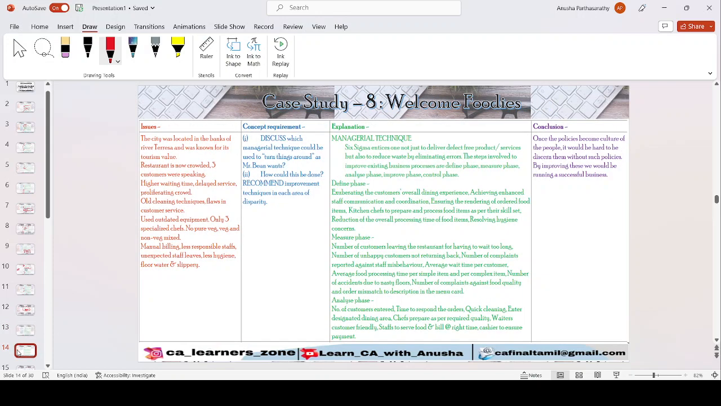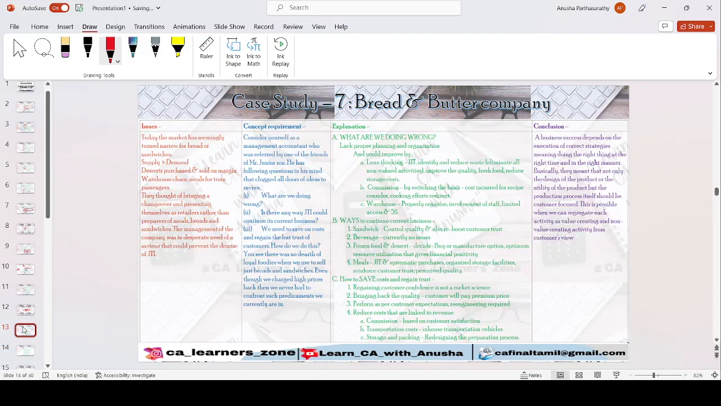So here we have the Six Sigma technique. The 7th one will just give you a case: supply is greater than demand, and they want to implement JIT. What are the things that could be done? Currently, they are asking what they are doing wrong. They are not having lean thinking, they don't have a proper commercial basis, and they don't have proper organized warehousing facilities.